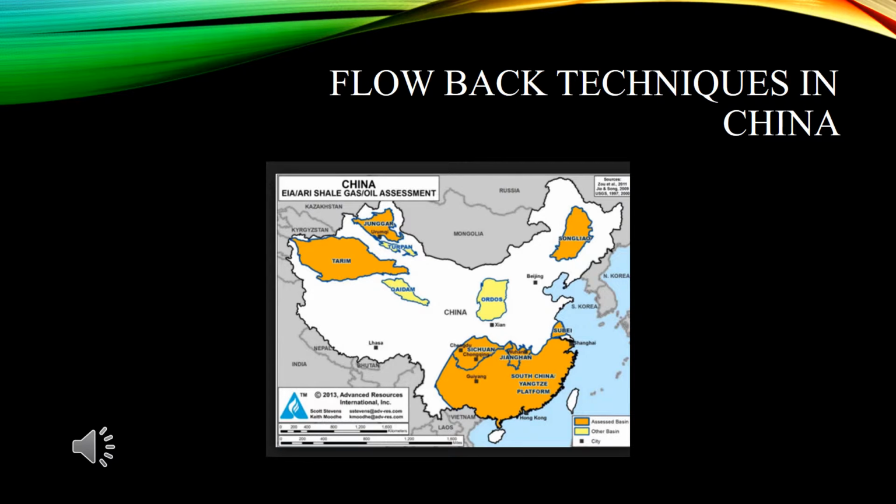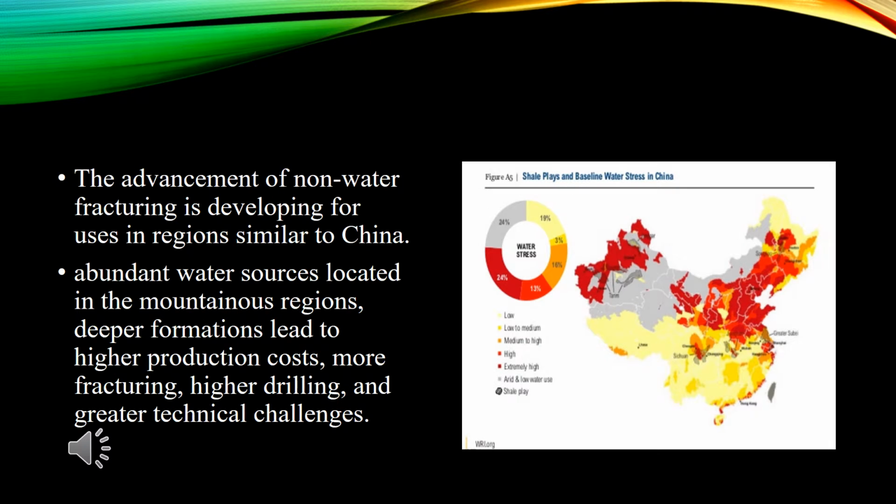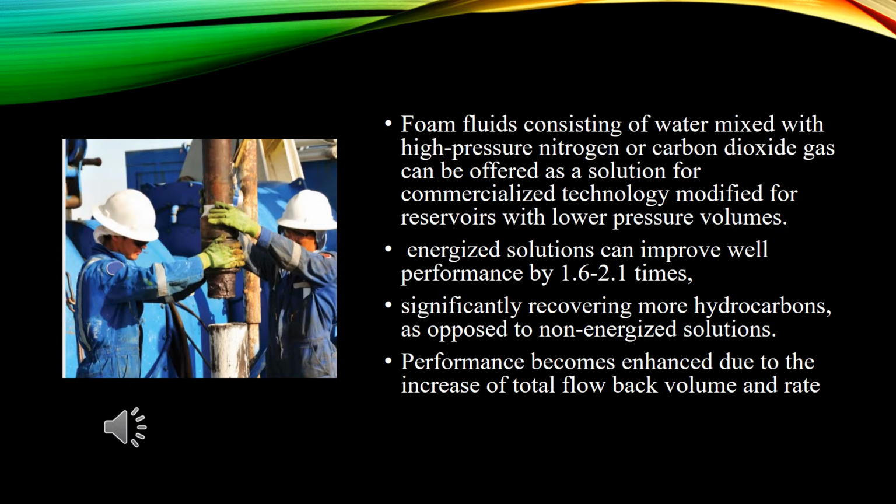Flowback techniques in China. The advancement of non-water fracturing is developing for uses in regions similar to China. Abundant water sources are located in the mountainous regions, and deeper formations lead to higher production costs, more fracturing, higher drilling, and greater technical challenges. Foam fluids consisting of water mixed with high-pressure nitrogen or carbon dioxide gas can be offered as a solution, commercialized technology modified for reservoirs with lower pressure volumes.